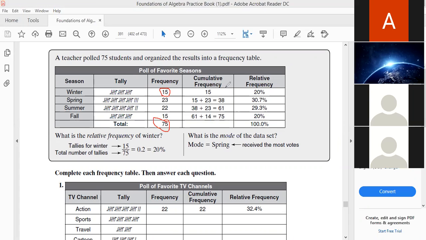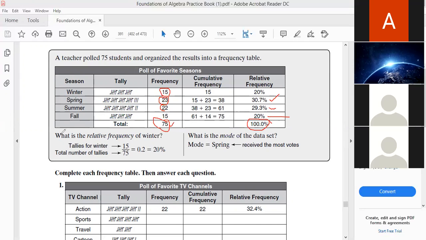The answer is... Wait, 15 divided by 100 or 75? 75, the total. The total is 75. 20. Yes, 20%. Same like this here, 23 over 75 times 100 to get the relative frequency. Then for summer, same, 22 over 75 times 100, you will get this one. Then you can add the relative frequencies, and it will give you 100.